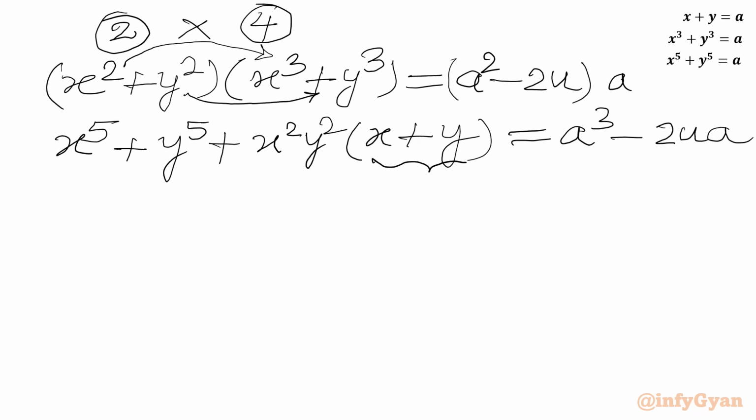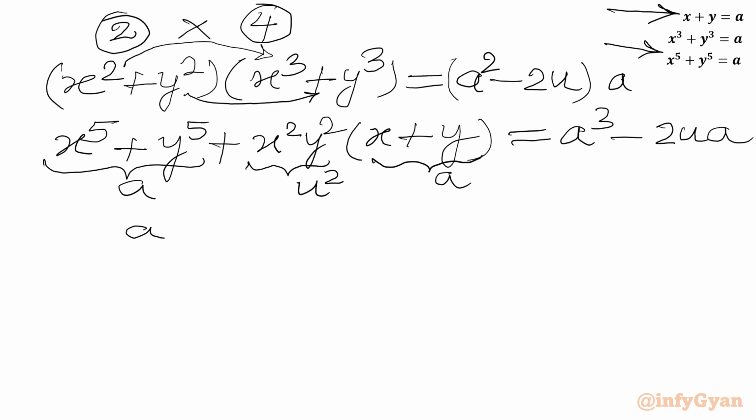Now x plus y is our equation 1. Here it is. Value is a. X power 5 plus y power 5 is our equation number 3. Value is again a. And xy was u, our substitution. So here we can write u square. So I will be writing a plus u square a in the LHS. And in RHS, we will write a cube minus 2 times u a.